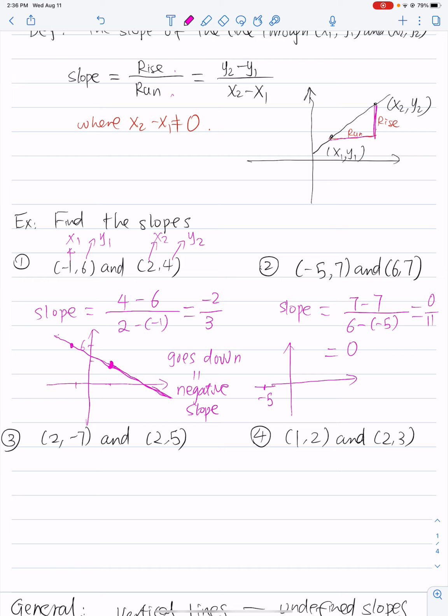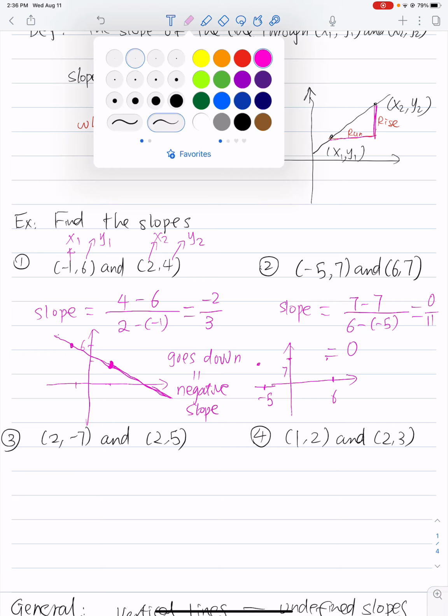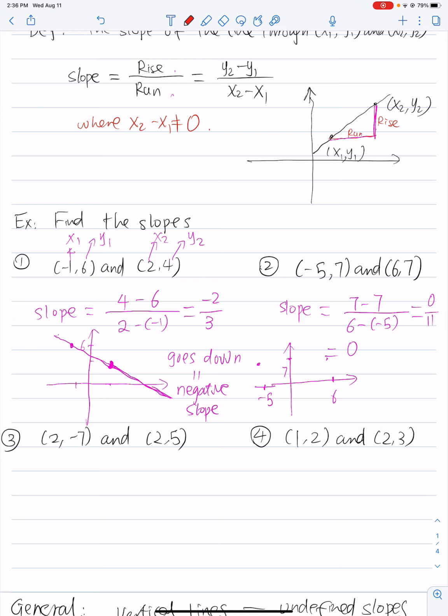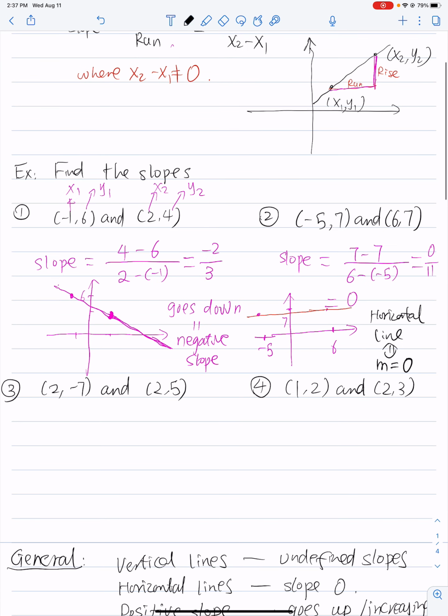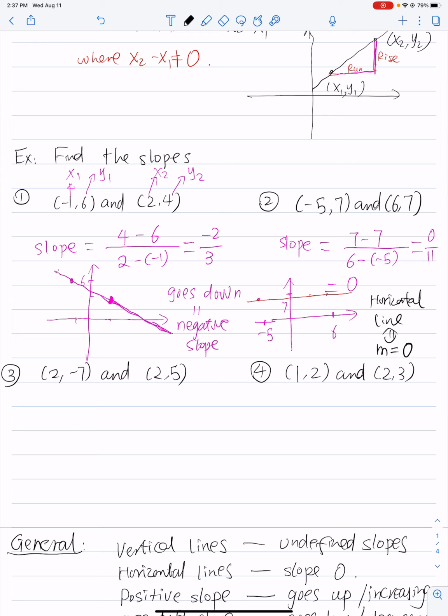Okay. So what do we have? You have a negative 5, you have a 6, you have a 7 here. So here we use a different color. So what kind of line do you have? Okay, so this is the horizontal line, and the slope is always 0. Okay, keep this in mind. Horizontal line, the slope is always equal to 0.